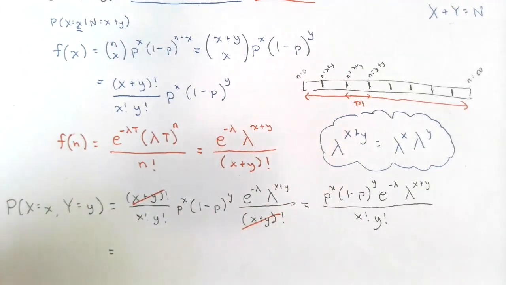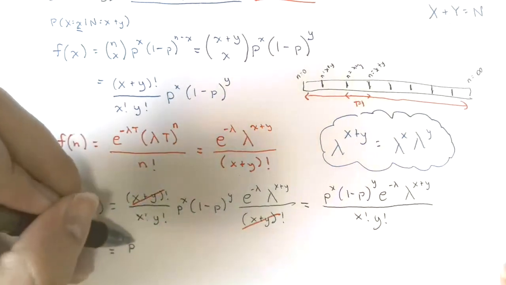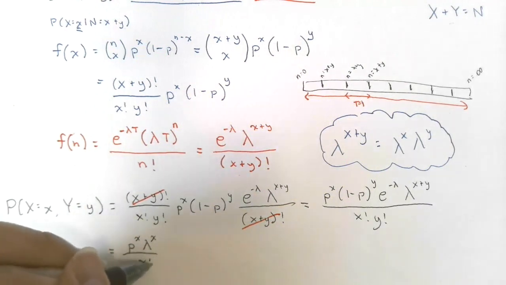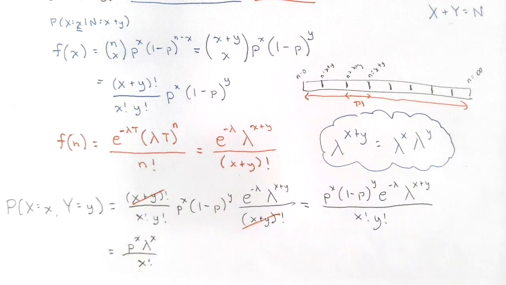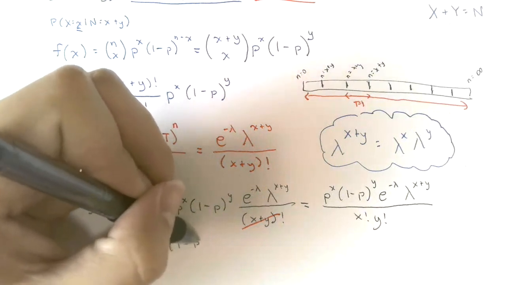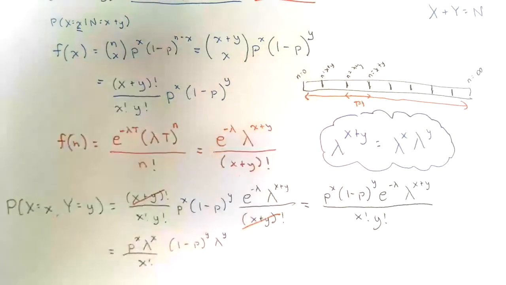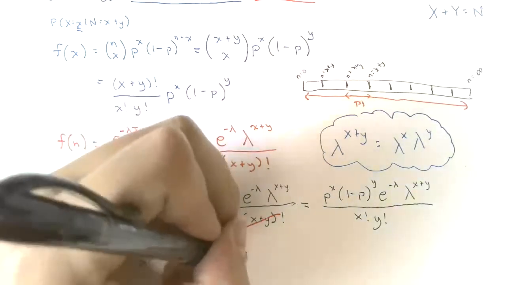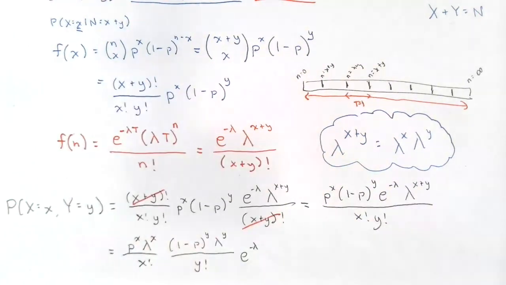So what do I have? Let's see. I have p to the power of x. I have lambda to the power of x. What else do I have? Well, I guess I have in the denominator x factorial. I have 1 minus p to the power of y. I have lambda to the power of y. And I have y factorial. And then I have this lonely e to the negative lambda in there, kind of trying to find a spot.